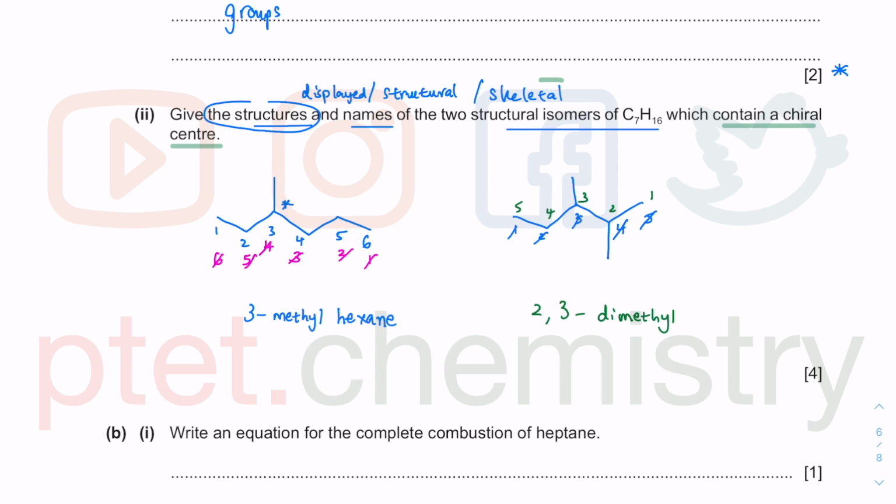This is 2,3, and they are both methyl. So now I have 2 methyl, it's called dimethyl. They are at position 2 and position 3. And my longest carbon chain now is 5 carbon. So my longest chain is now 5 carbon. It's called pentane there.